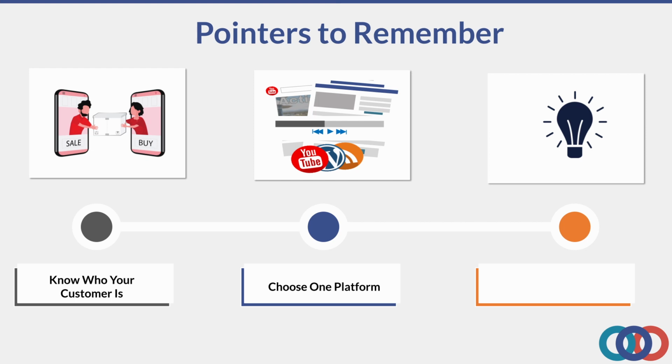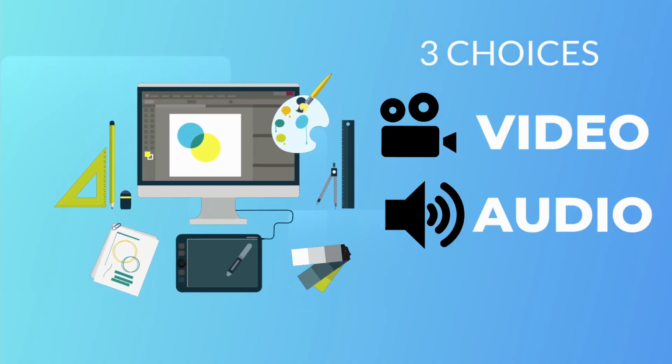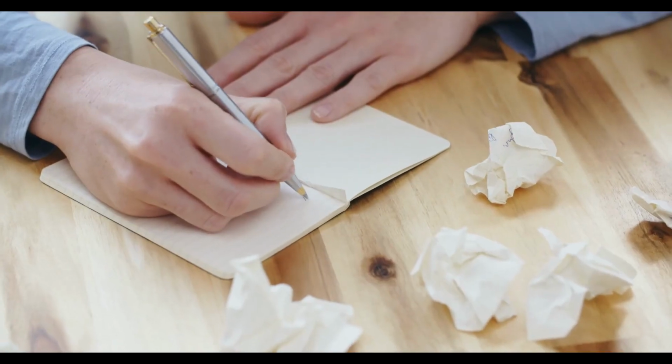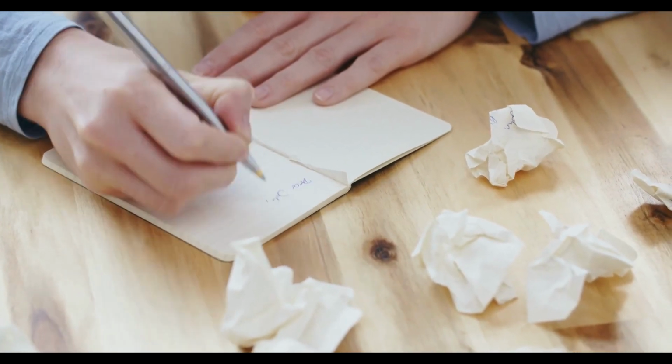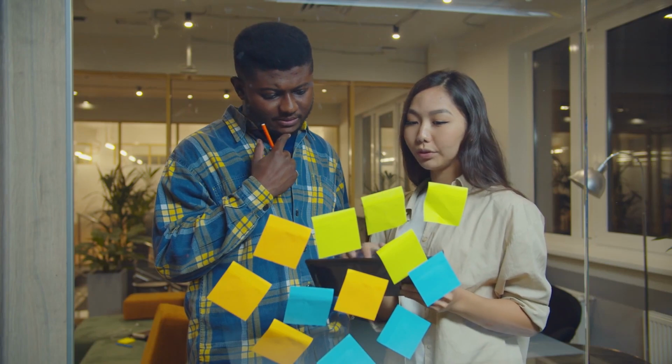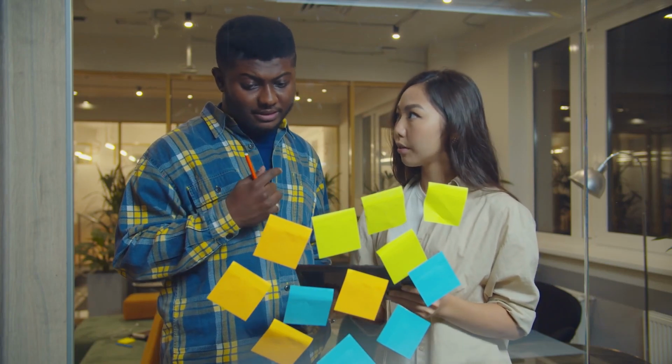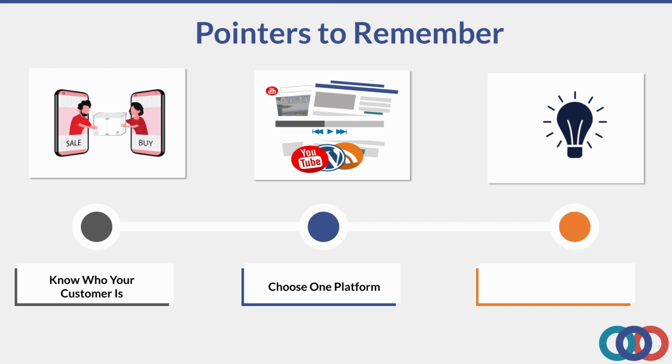The second key to success is, of course, choosing one platform. This is counterintuitive, but bear with me here. You have 3 choices: video, audio, and text. All of these mediums have a learning curve, and almost no one starts off good at any of them. So pick what you're most comfortable with or the one you want to become good at. More on how to syndicate your content to other platforms in a bit, but for now, just choose one.